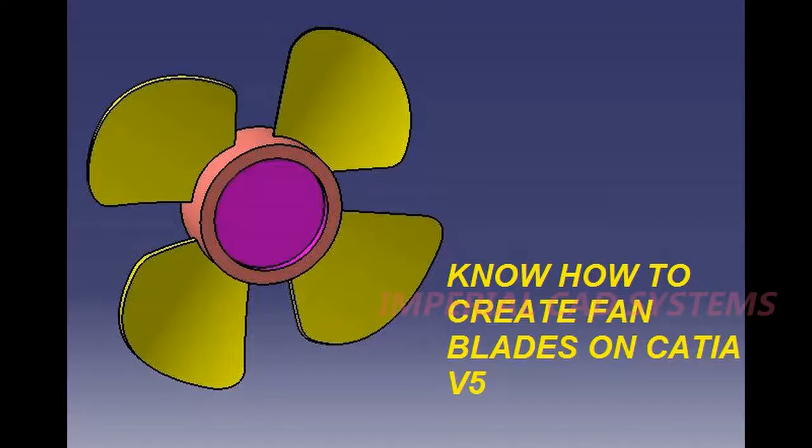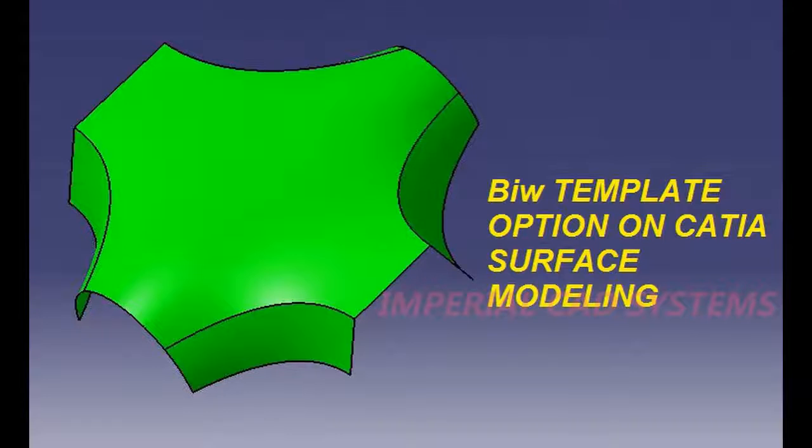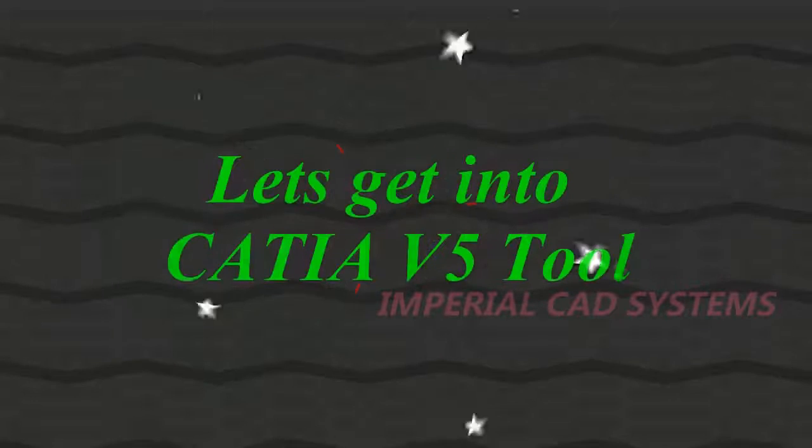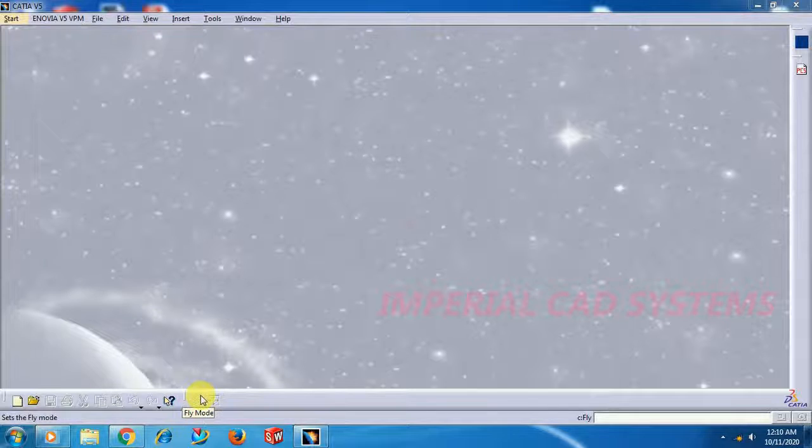This tool is very helpful for mechanical engineers, aeronautical engineers, and automobile students who are interested in coming into the design field. It is very useful if they learn CATIA V5. For mechanical design, we have different workbenches like part modeling, drafting, assembling, surface modeling, and sheet metal modeling.